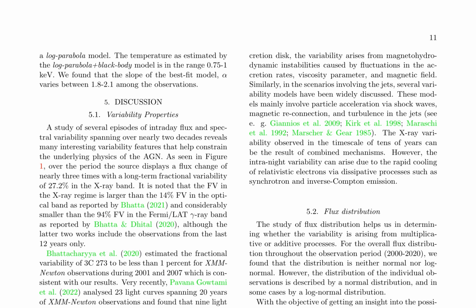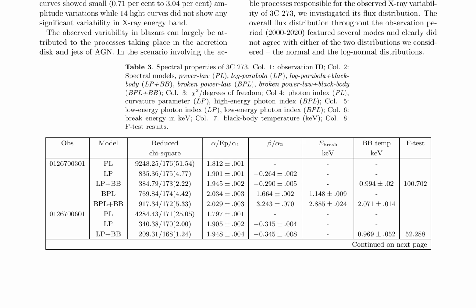This variability can be attributed to processes in the accretion disk and jets of AGN. The study discusses various variability models, including magnetohydrodynamic instabilities, particle acceleration via shock waves, magnetic reconnection, and turbulence in the jets. The flux distribution of 3C273 is neither normal nor log-normal, but individual observations follow a normal distribution in some cases. The spectral properties are presented in Table 3, including power law, log-parabola plus blackbody, broken power law, and broken power law plus blackbody models.